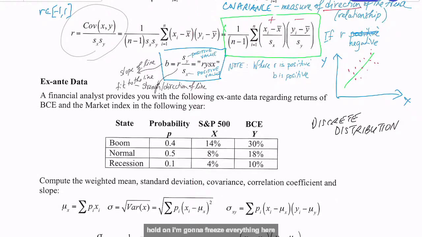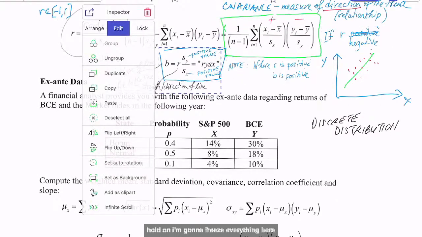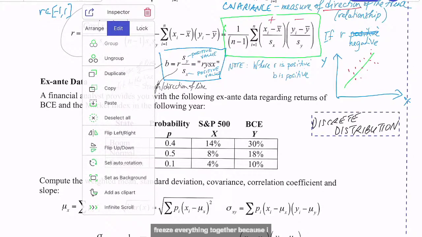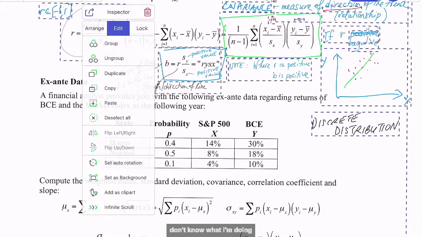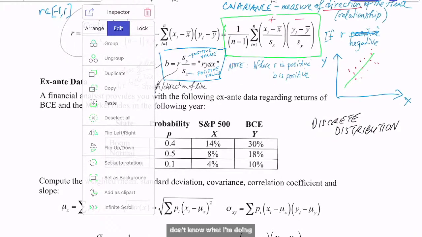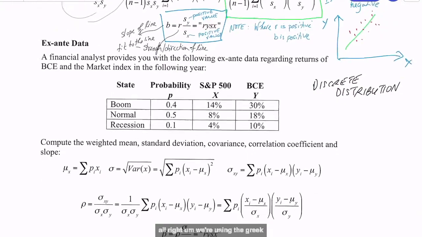Oh, hold on, I gotta freeze everything here. Freeze everything together because I don't know what I'm doing. All right.